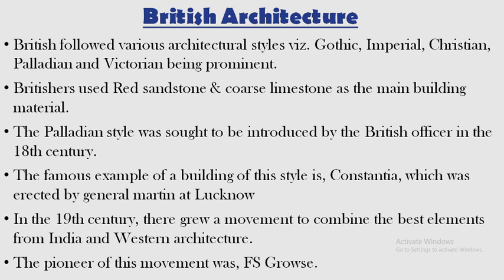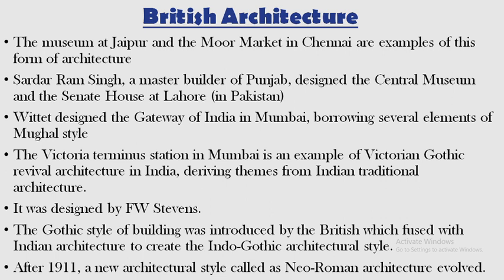In the 19th century, there grew a movement to combine the best elements from Indian and Western architecture, and the pioneer of this movement was F.S. Growse. The museum at Jaipur and Moore Market in Chennai are examples of this form of architecture. Sardar Ram Singh, a master builder of Punjab, designed the Central Museum and Senate House at Lahore, which is in Pakistan. Whitted designed the Gateway of India in Mumbai, borrowing several elements of the Mughal style.